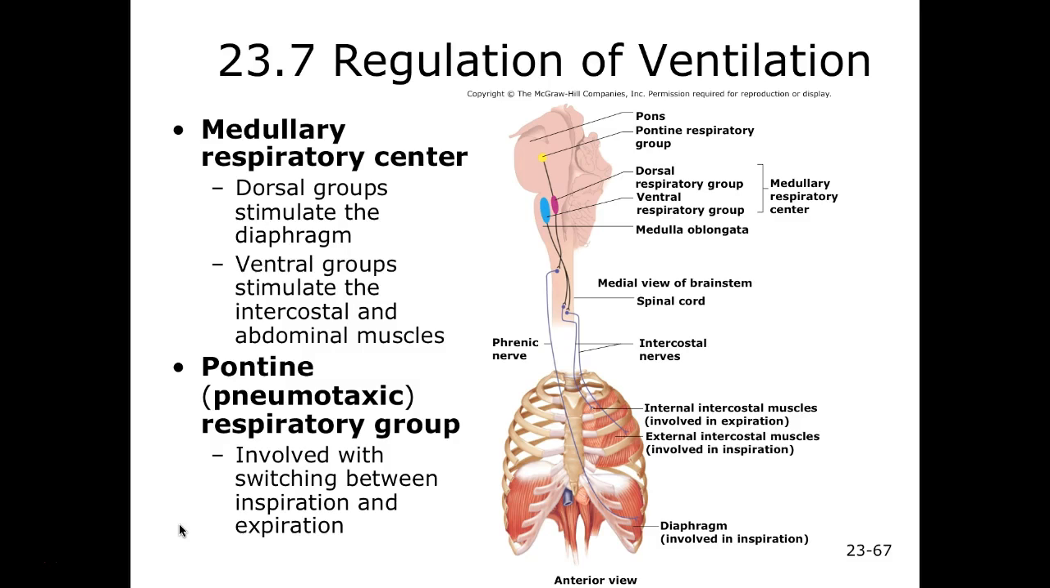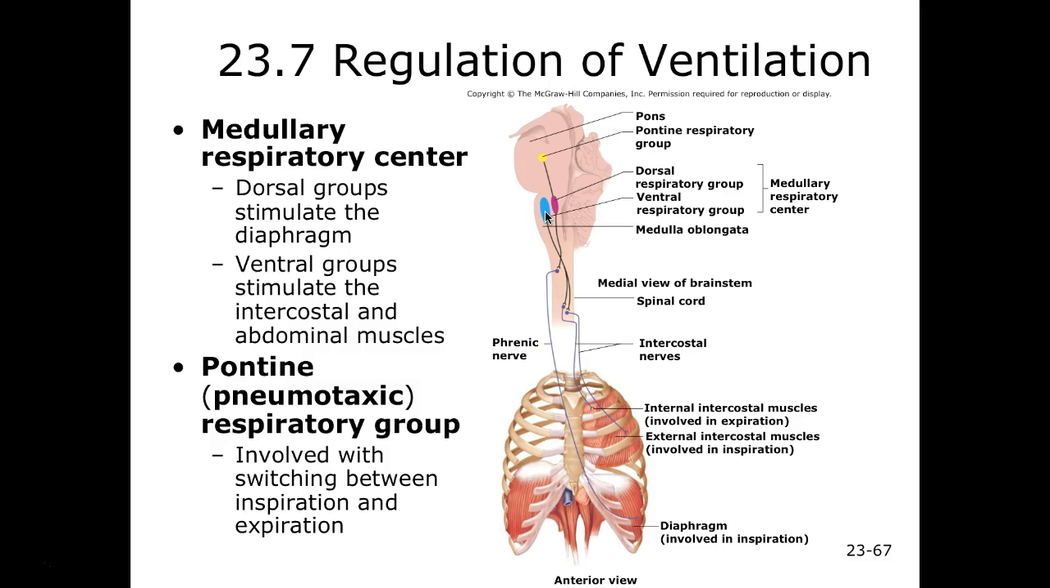We have two major respiratory centers or groups within our body. First, we have our medullary respiratory center, and this is made up of two different respiratory groups. We have our dorsal respiratory groups, which you see in the pink here, and we have two ventral respiratory groups. These are longitudinal columns, and they're bilateral, so we have them on the right and left side of our medulla.